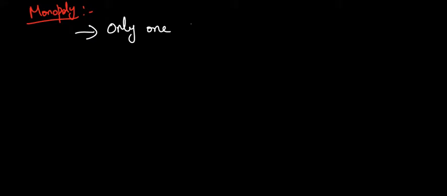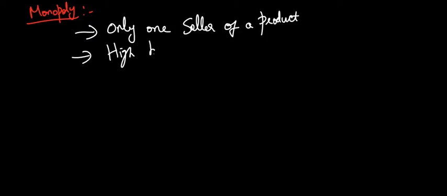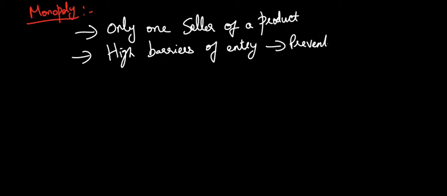Now, let us see about the next type of market, that is the monopoly. Monopoly is a market in which there is only one seller of a product or service, and there is a high level of barriers to entry into the market. There are a lot of barriers, and this is to prevent competition in the market.